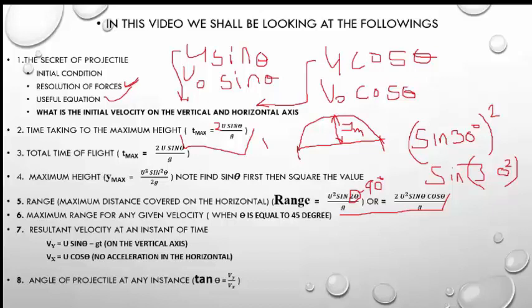Then the resultant velocity at any instant of time, at a particular time. And the only one that will be changing is Vy.